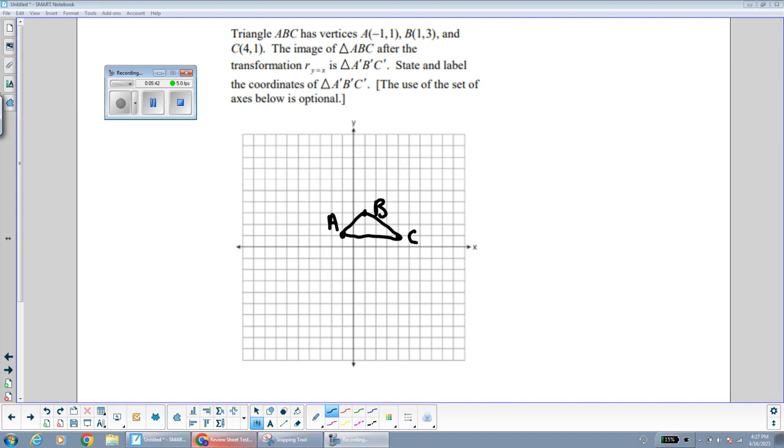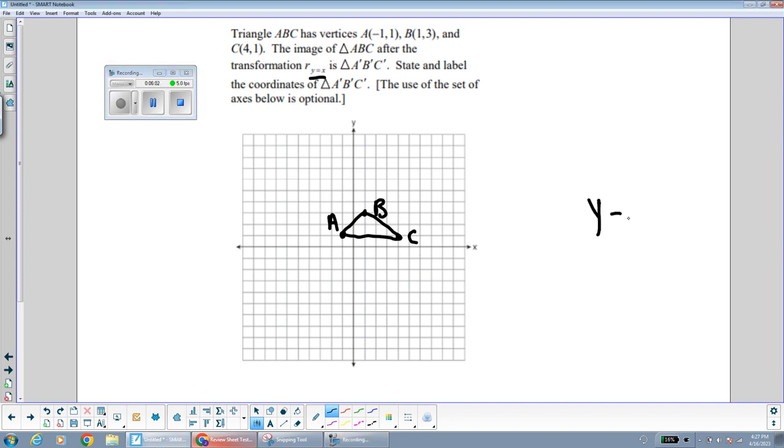Okay, so I plotted my points and we need to find the image of triangle ABC. So we need to find triangle A prime, B prime, C prime. And it says our line of reflection, lowercase r means reflection, if you see that. Capital R means rotation, lowercase r means reflection. Our line of reflection is the line y equals x.